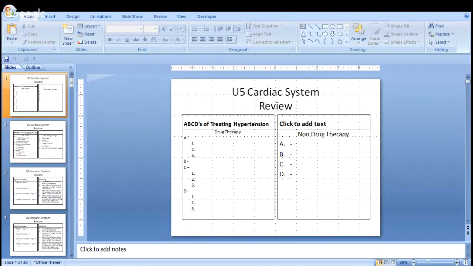Which are the non-drug therapies? So starting with avoiding salt. Avoiding salt. Then B is no, you know what? I am completely off on this one. You guys, be active. That makes sense. Be active. Cease caffeine. Cease tobacco. Right. And then diet. Drop 5% body weight.